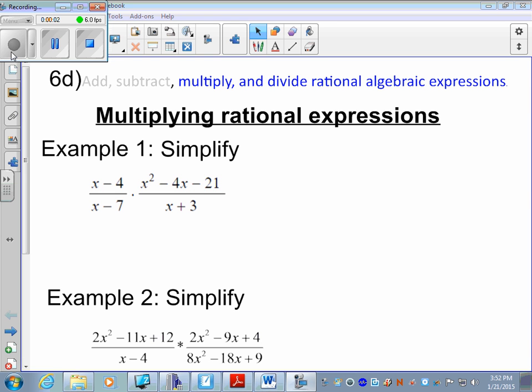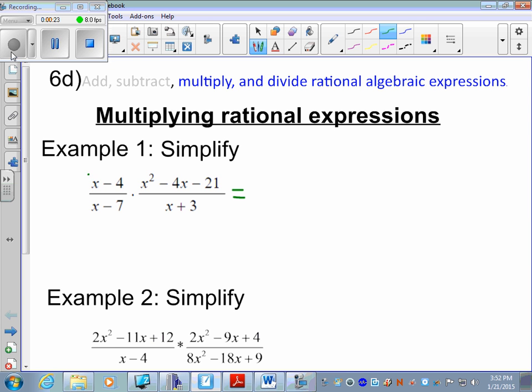Welcome to another fun-filled note-taking session. This is on 6D, part 2, which is multiplying and dividing rational algebraic expressions. First, we're going to look at multiplying rational expressions. So example 1, we're multiplying two rational expressions together. And the first step is always to factor. Step 1, factor each numerator.